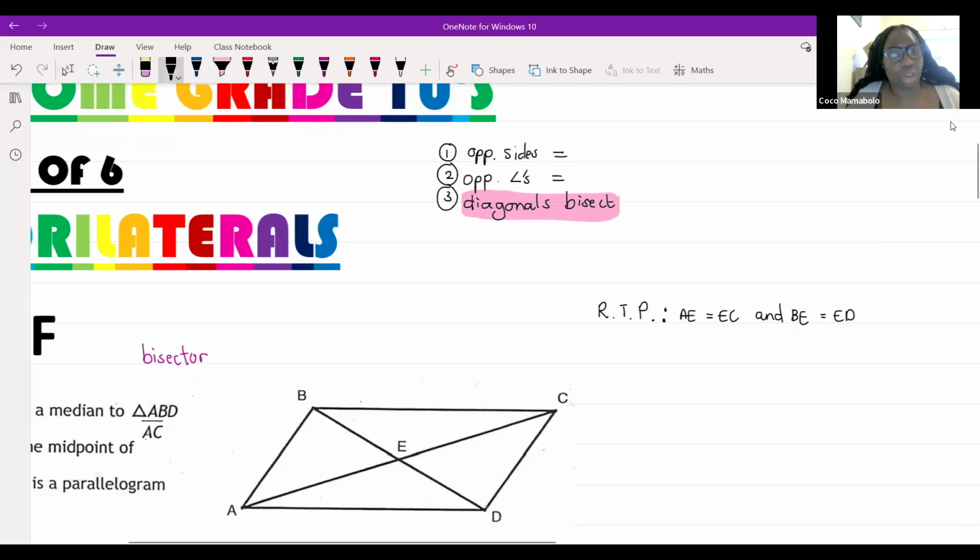Now, we need to start our actual proof. So we're going to go prove. And because we're proving sides, we're proving that sides are equal. Are we going to prove congruence or similarity? What are we proving? We're proving that sides are equal to each other. So it's either going to be congruence or similarity. Which one is it?